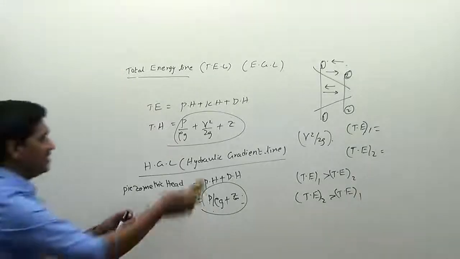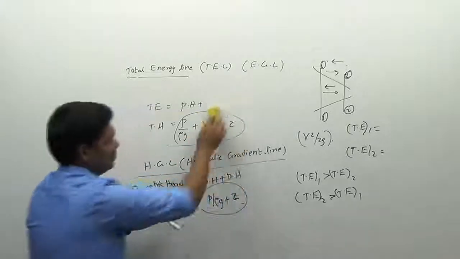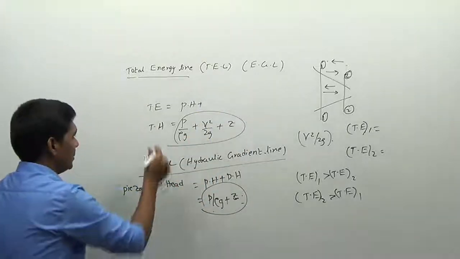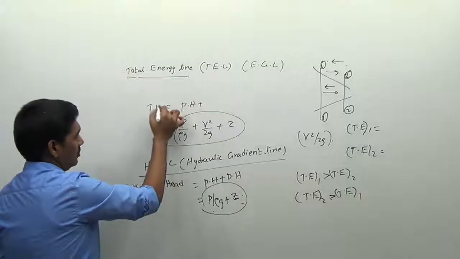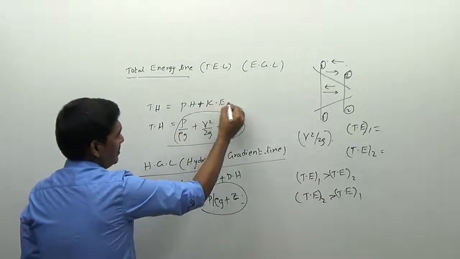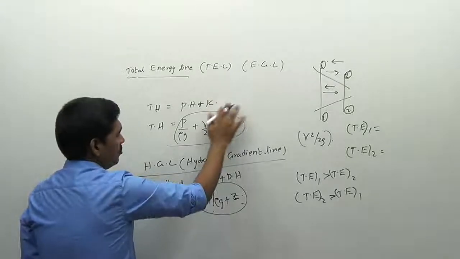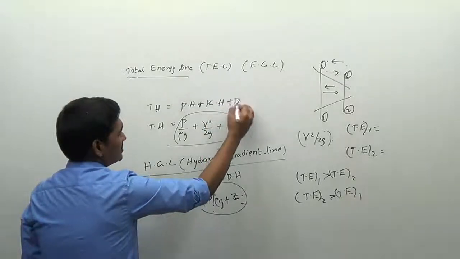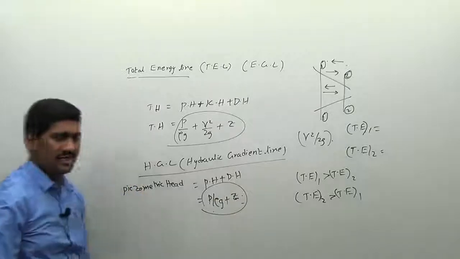So it is kinetic head here. You can write this one as total head. Total head is equal to pressure energy plus kinetic head plus datum head. I can write the values we have.